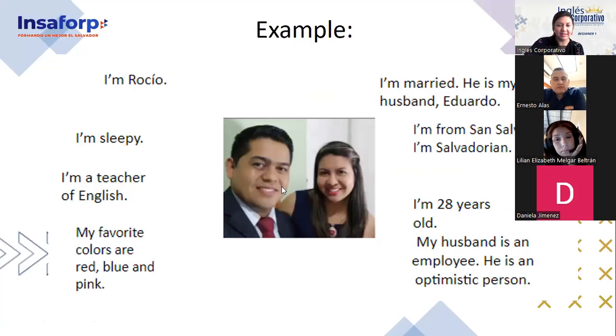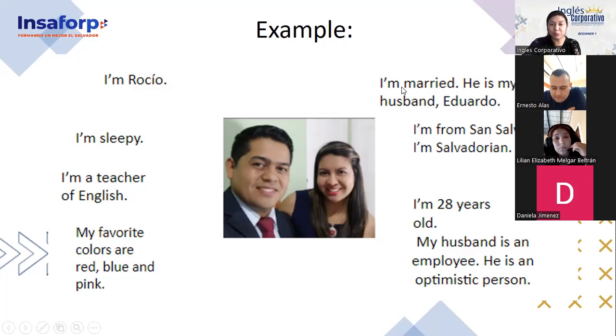So this is about me. I am Rocio. I'm sleepy. Well, in this moment, I'm not sleepy. I'm hungry because I didn't have lunch before the class. So I'm hungry. I'm a teacher of English. So this is my profession. My favorite colors are red, blue, and pink. I mentioned three colors. That's why I say are. My favorite colors are in plural, right?